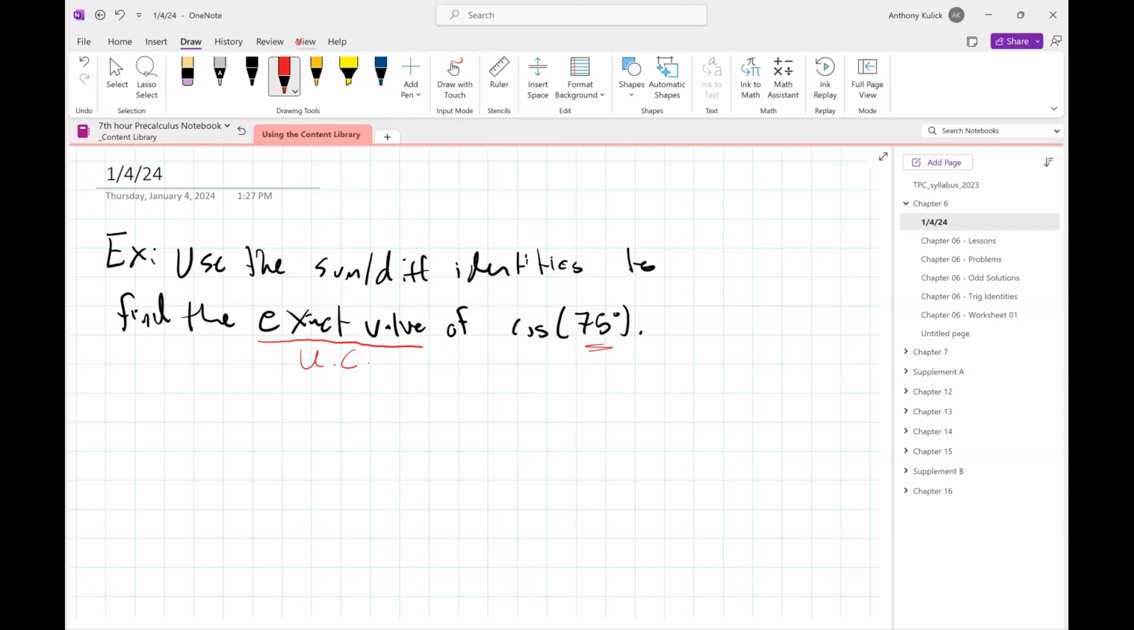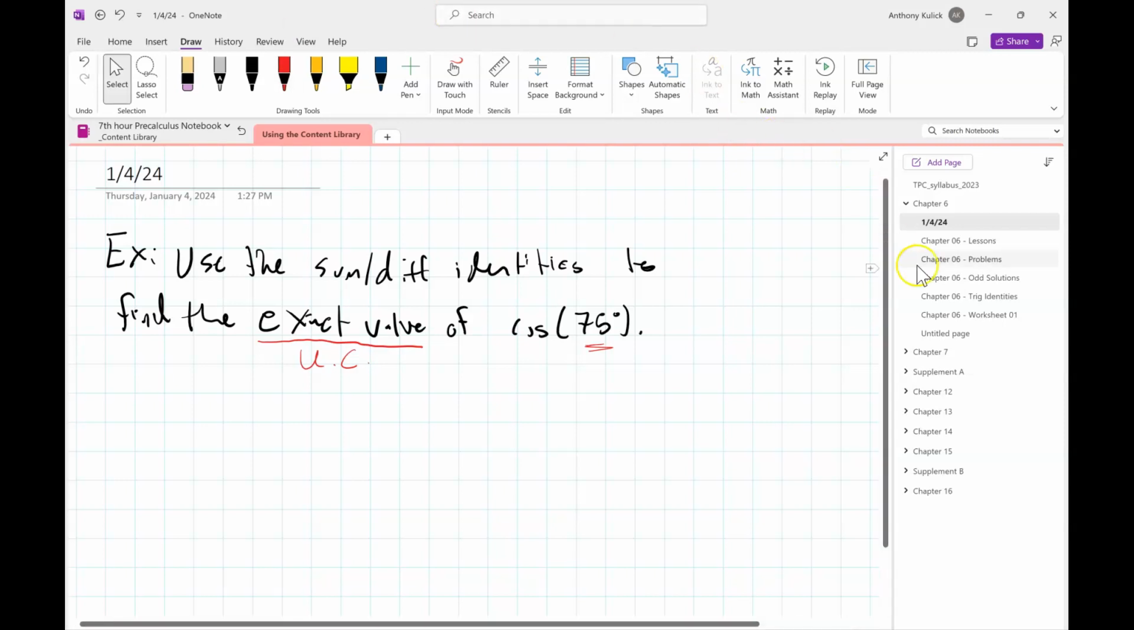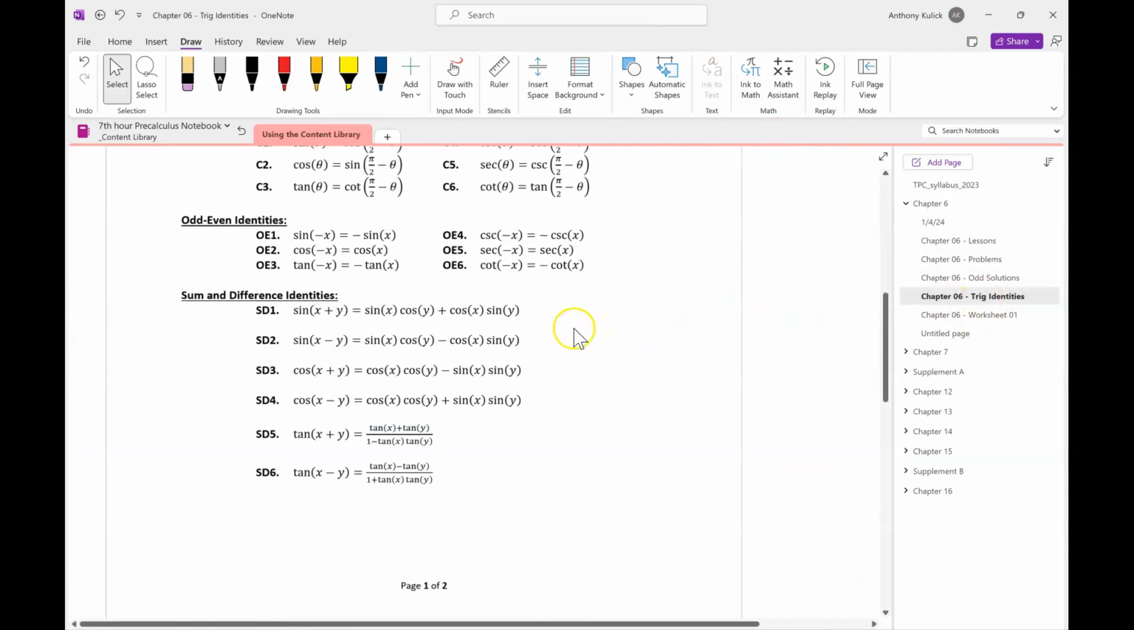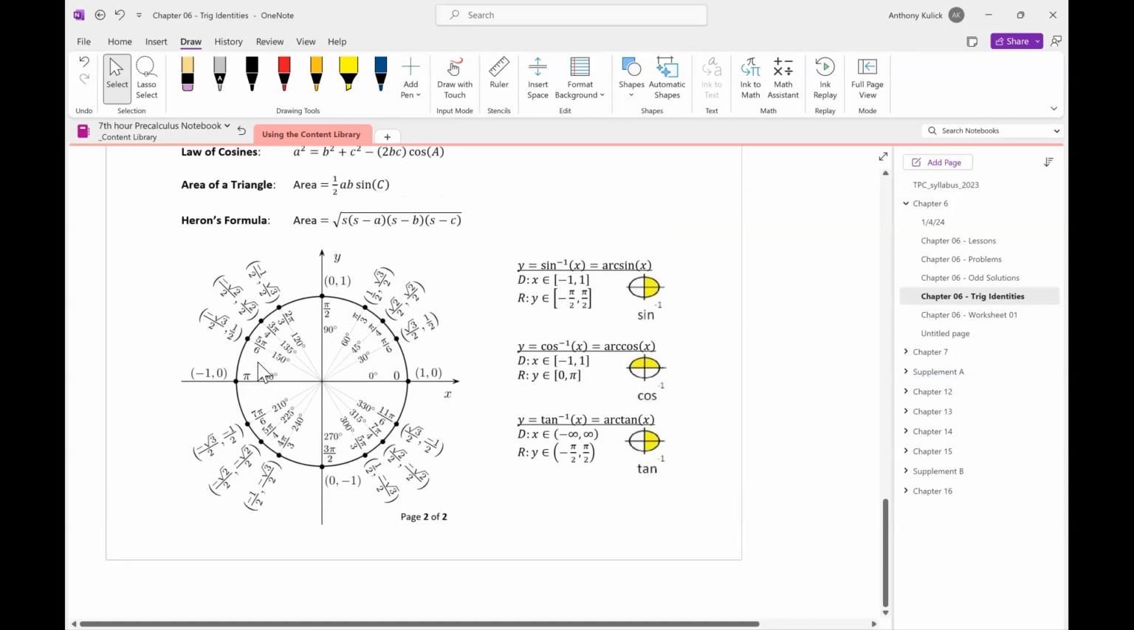Okay. So what am I going to be doing? What should I do then, Mr. Kulik? Well, it says to use the sum and difference identities. So since I'm doing cosine of something, I'm going to be looking at the sum and difference identities 3 and 4. And what I want to try to do is rewrite 75 degrees as the sum or the difference of two unit circle angles. So let's look at our unit circle and see if there are two angles on the unit circle that add to give us 75 degrees.